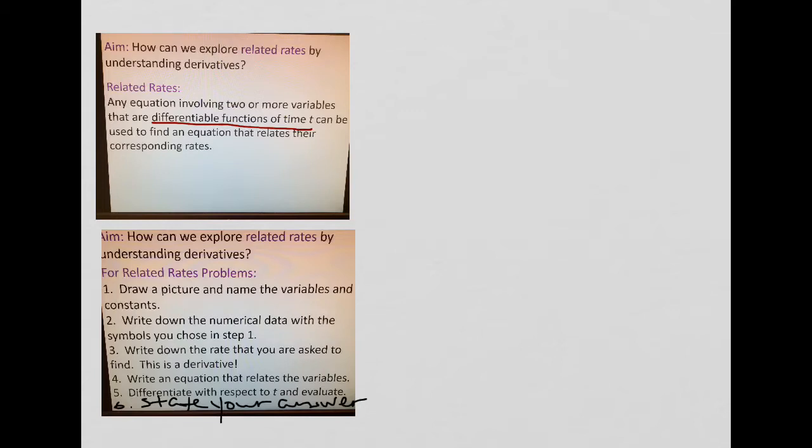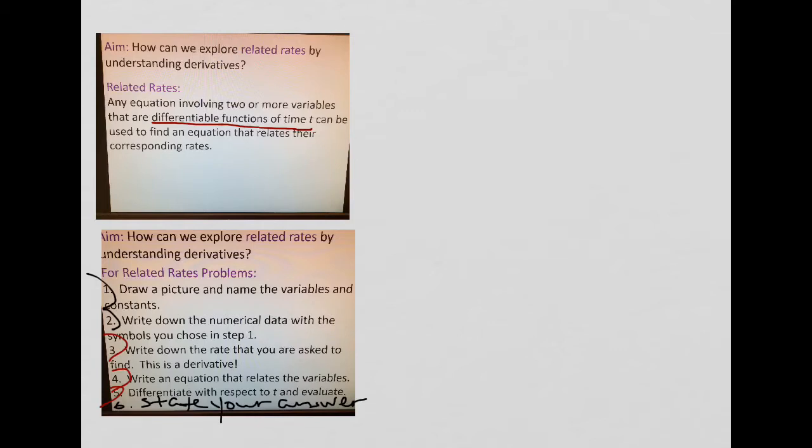So what's going on? 1, you need to draw a picture and name the variables and constants. 2, write down the numerical data with the symbols you chose from step 1. So this is very similar to modeling and optimization. 3, write down the rate that you're asked to find. This is a derivative. 4, write an equation that relates the variables. 5, wouldn't you know, we have to differentiate, but this time with respect to t, and evaluate. Okay.